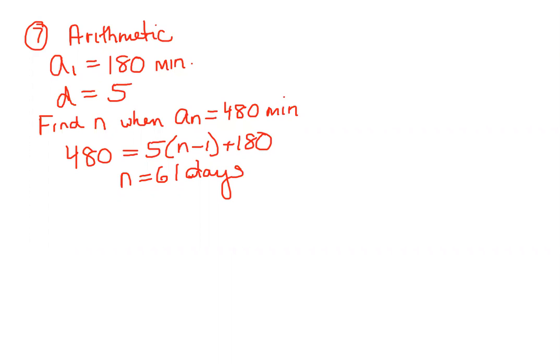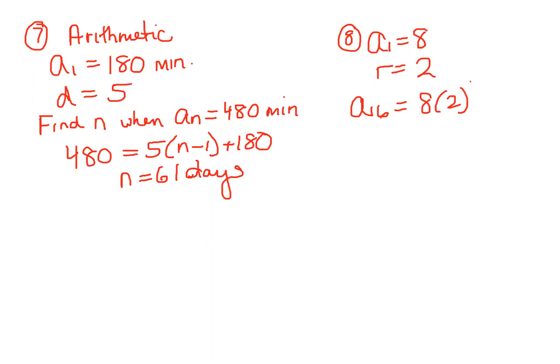Number 8, Elijah started a new Instagram account and gained 8 new followers in his first week. And then after that, he gained twice as many as he had the previous. This is geometric. Okay, we have A1 equals 8 and R equals 2. It's going up 2 times each time. It says how many will we have after 16 weeks? So we need A16 is 8 times 2 to the 16 minus 1, and that equals 262,144.